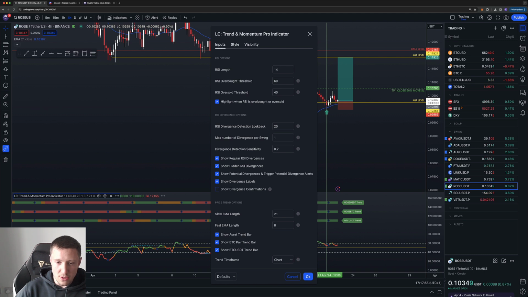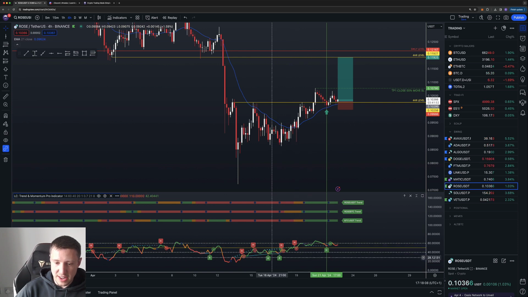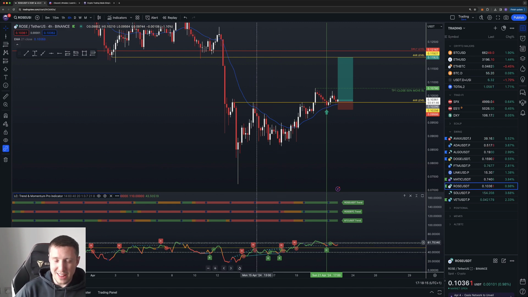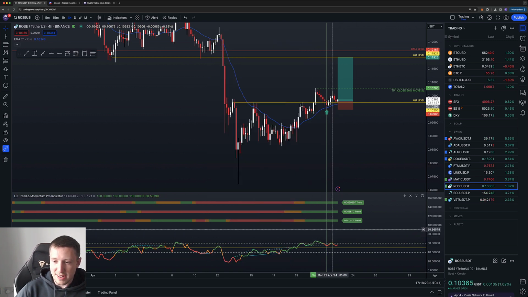So you can turn on these labels as well. So the circles are for divergence confirmations, and as you can see, the labels are for potential and confirmed divergences. So as you can see, R means regular for either regular bull or regular bear, and H means hidden for either hidden bull or hidden bear. I quite like to have them turned off just for a little bit of cleanliness, a little bit of chart hygiene. But as you can see, it's all in this one indicator, which makes things very simple.